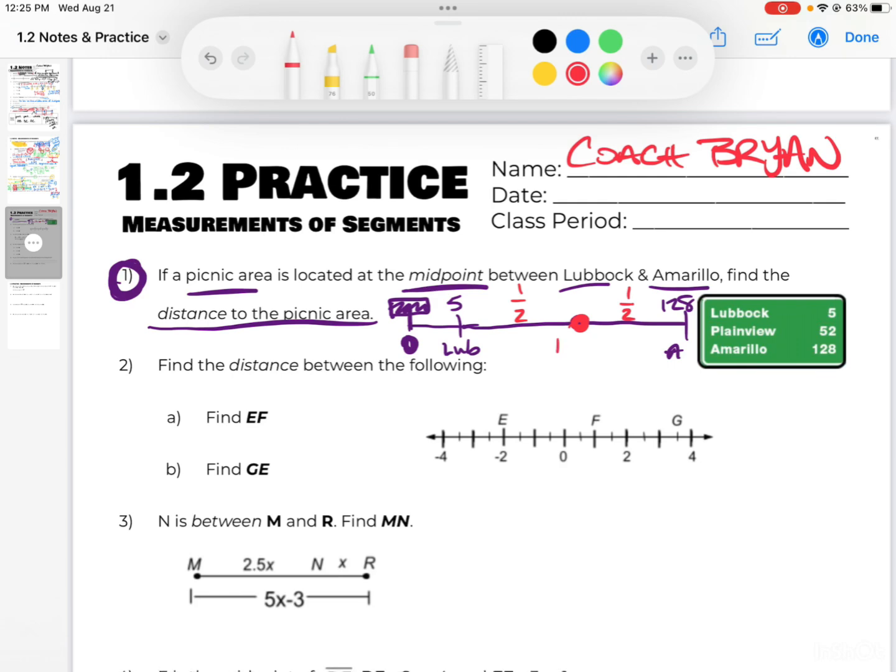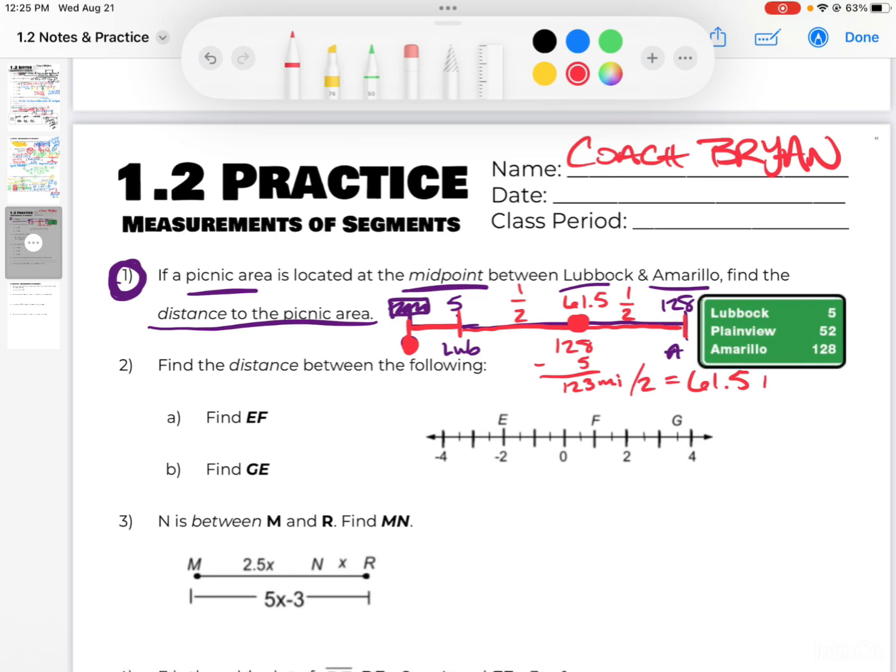And so from 128 to 5, the difference between those is 123 miles. That means this whole distance from Lubbock to Amarillo is 123 miles. And if I divide that by 2 to get to the midpoint, that leaves 61.5. So this mark is 61.5 miles from Lubbock. It's also that far from Amarillo, but it's not that far from where you're standing right now because you are already 5 miles from Lubbock.